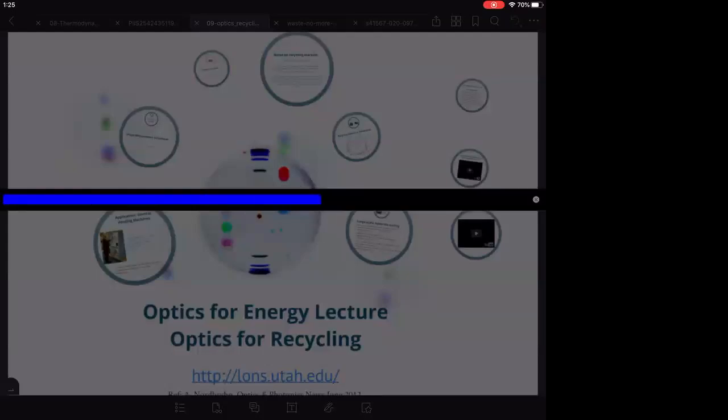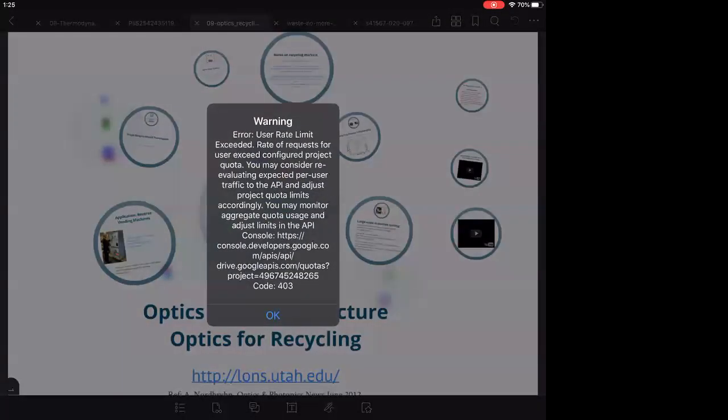Okay, so for the remaining part of the class, and this will be fairly short, I want to talk about a very different field where optics is applied.